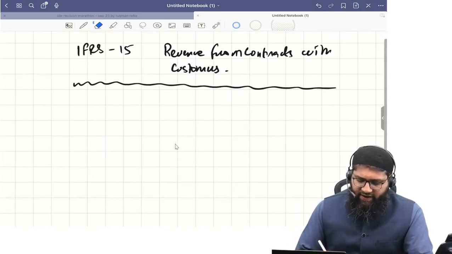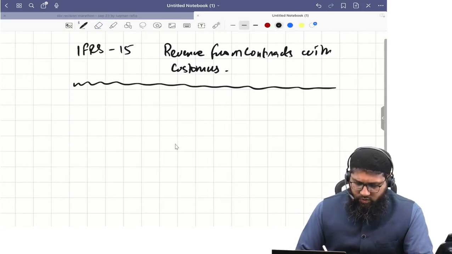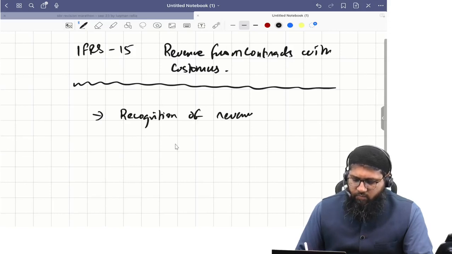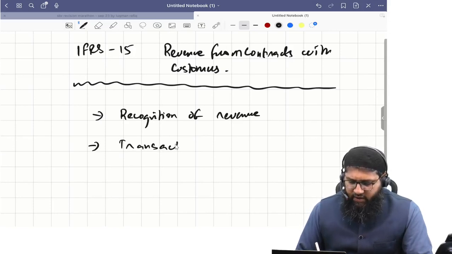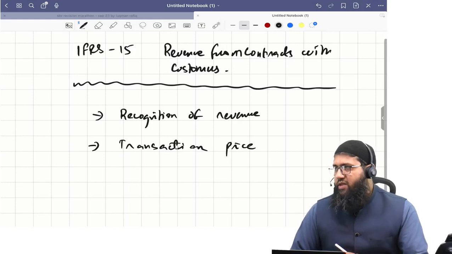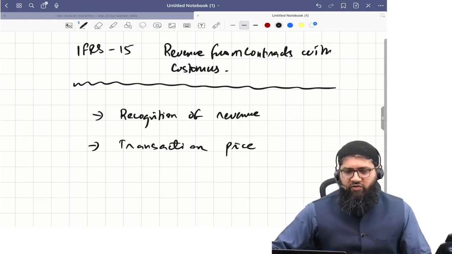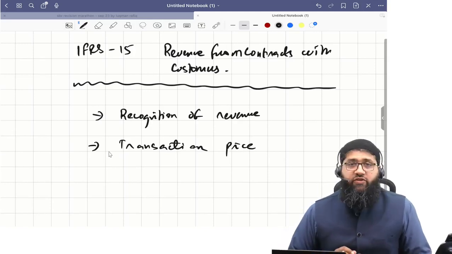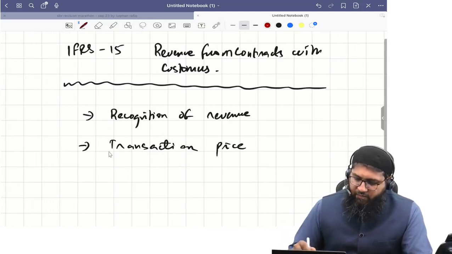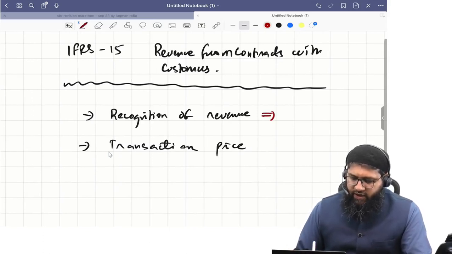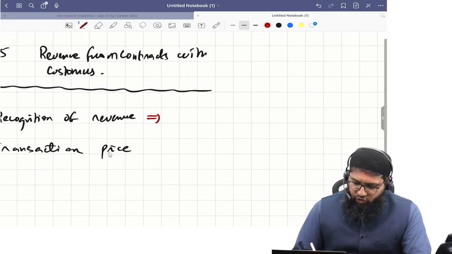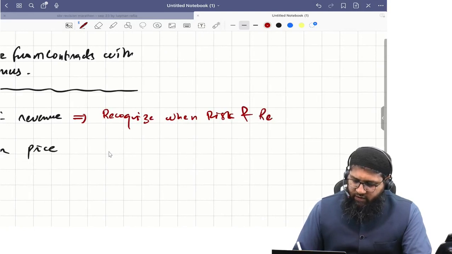So basically, number one is recognition of revenue, and the second thing is the transaction price. These are the two main situations with respect to this specific question. There is nothing else. Now, with respect to recognition of revenue, it's a transfer of goods, right? So you got to recognize when risk and rewards are transferred.